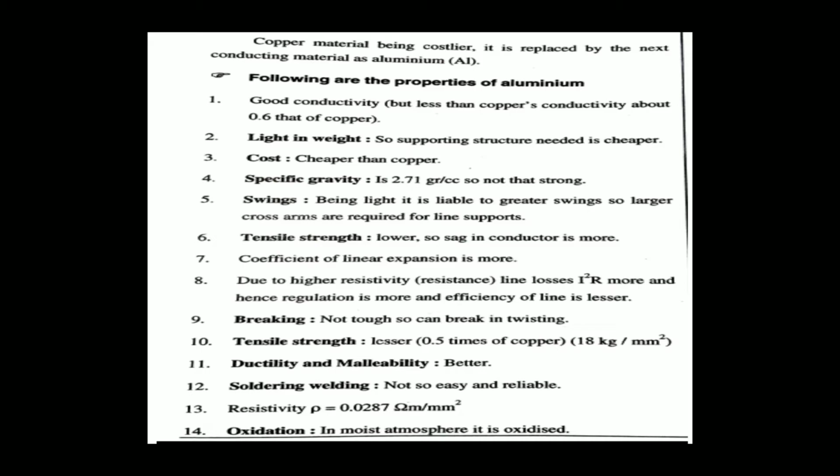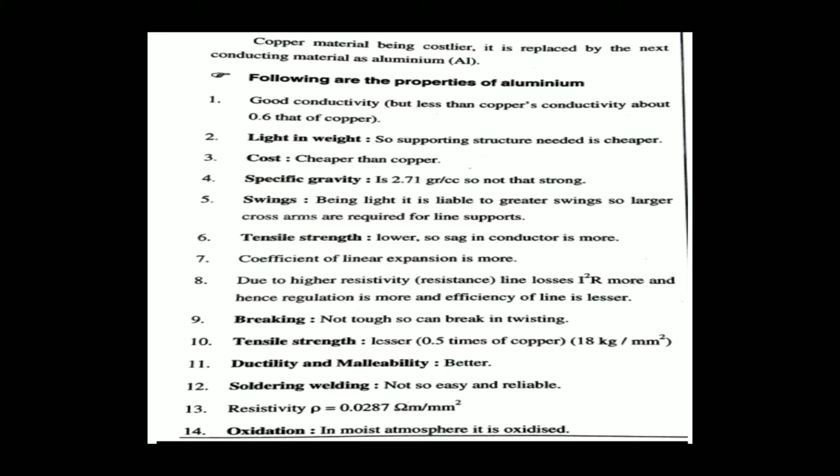Coefficient of linear expansion is more. Due to higher resistivity, line losses I square R are more, hence regulation is more and efficiency of the line is lesser. It is not tough, so it can break in twisting. Breaking it is very difficult. Tensile strength is lesser, it is 0.5 times that of copper.